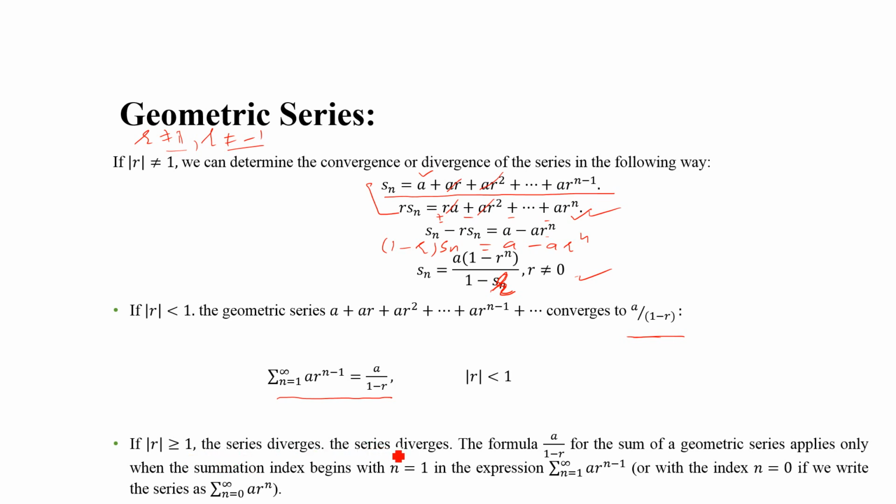Now if r is greater than 1, the series will also diverge because the formula a over 1 minus r for the sum of a geometric series applies only when the summation index begins with n equal to 1 in the expression, or with n equal to 0 if we write it that way. So what we learned from here: if |r| is greater or equal to 1, the geometric series diverges, and if |r| is less than 1, the geometric series converges, right? And this is something written about the index we have already discussed.